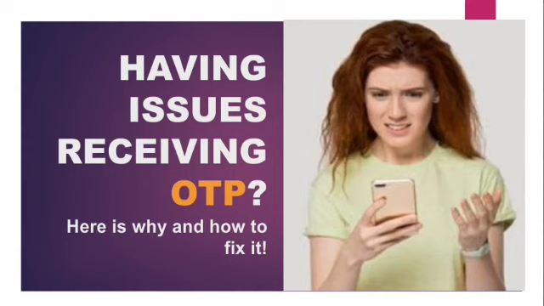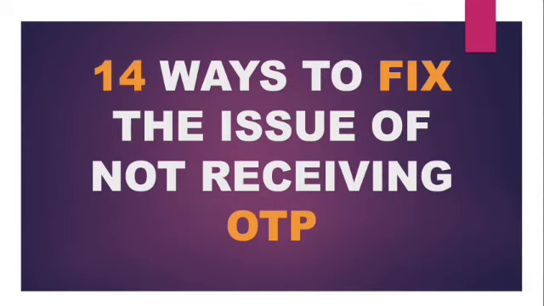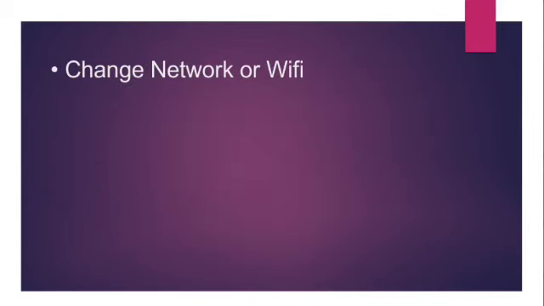Now, the first thing you can do when it comes to fixing the problem of not receiving an OTP is to first of all change your network or Wi-Fi. Sometimes the problem is due to weak or poor signal strength. So if you have a better network or a Wi-Fi that you think is stronger, then you can actually change to it. That might actually fix the problem you have about not receiving an OTP.